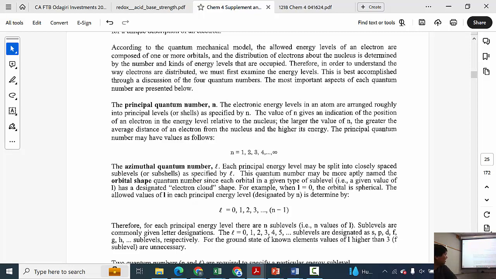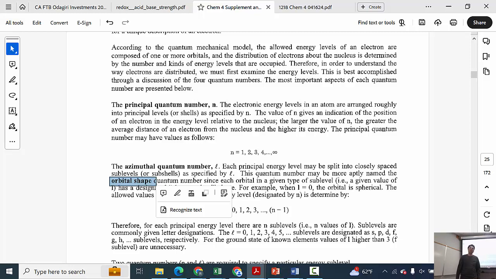The next quantum number is L. L tells us the shape of the orbital. In the Bohr model, the energy only depends on n. And that's okay for hydrogen. The hydrogen atom, the energy only depends on n. But in quantum mechanics, the energy depends on both n and L, the shape of the orbital.